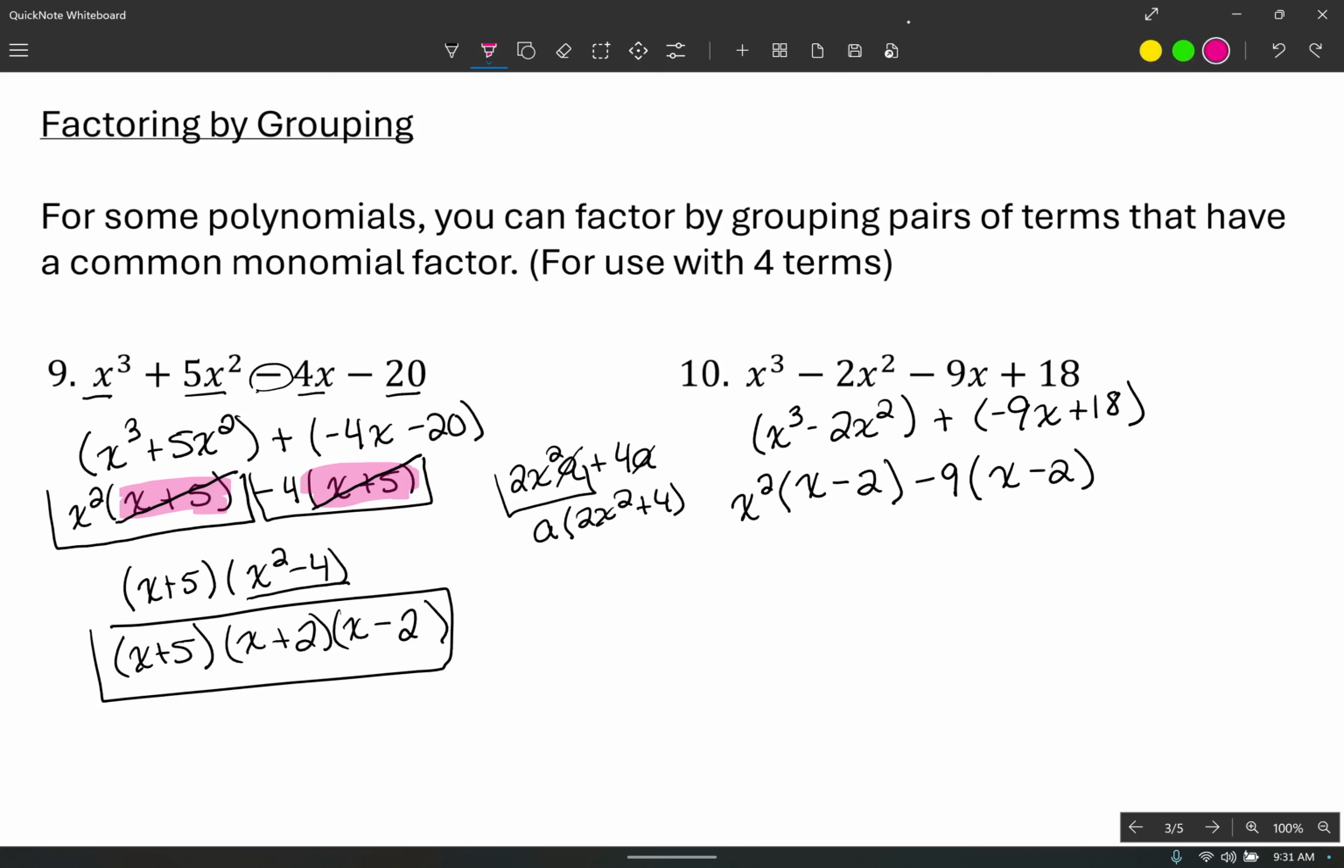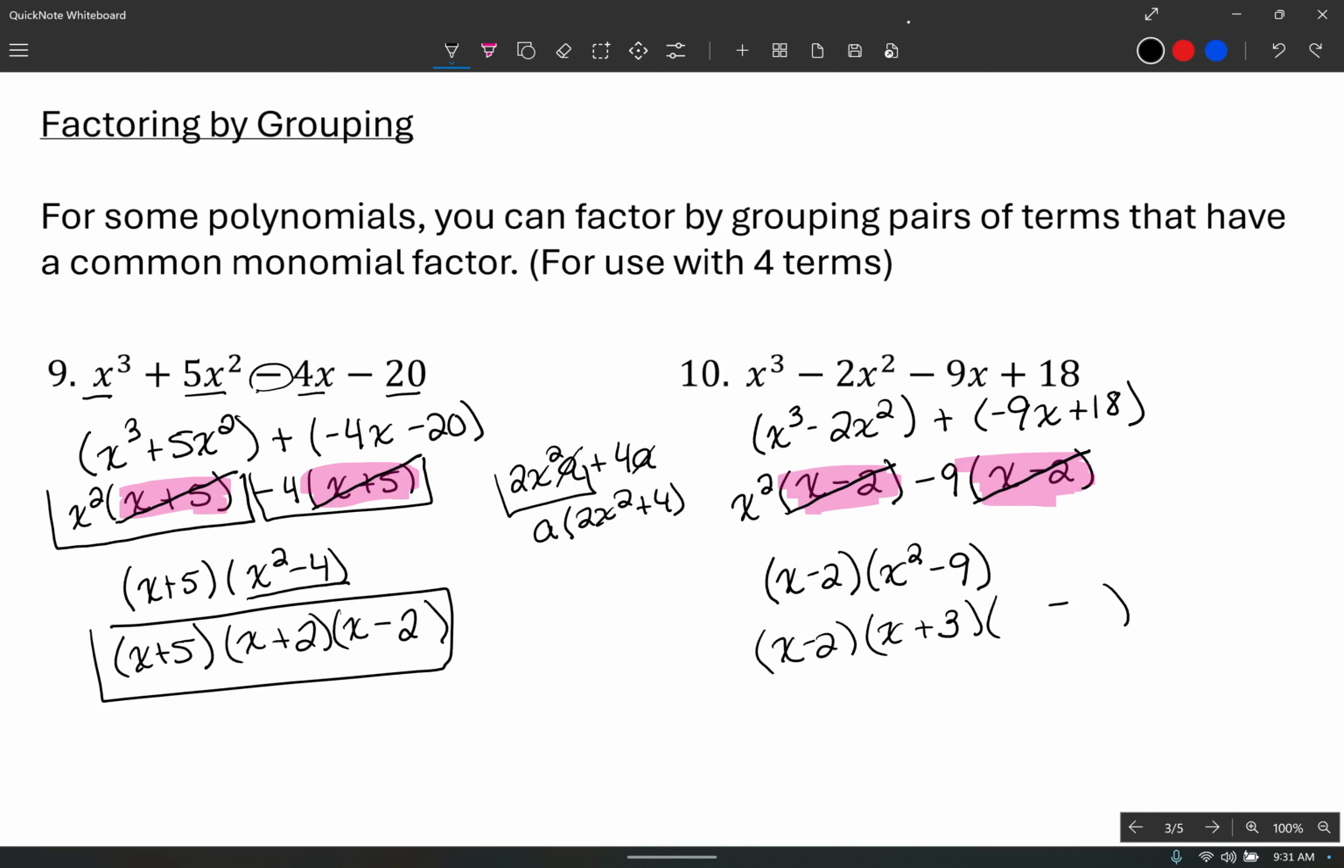And again, I'm looking for what's left when I factor out to be the same. So if I factor out the x minus 2 from the first group, I'm left with x squared. And if I factor it out from the second group, I'm left with minus 9. And then I can see I have a perfect square in the front and the back. So I have a difference of two squares on this second binomial. So that leaves me with x plus 3 and x minus 3.